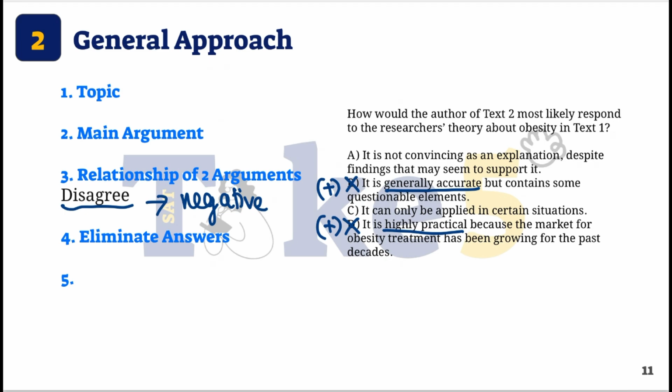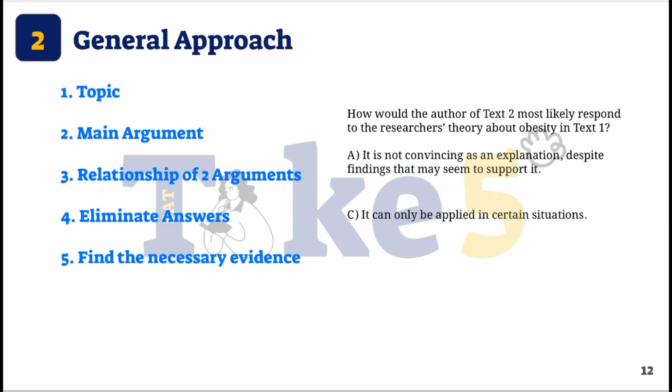A and C both indicate a disagreeing relationship, but A has a more negative tone compared to C. For now, we can keep both of those answers. Finally, we work again from the specific description in the chosen answer to find the necessary evidence in the reading materials. Whether A or C is the correct answer depends on the evidence presented in the text.